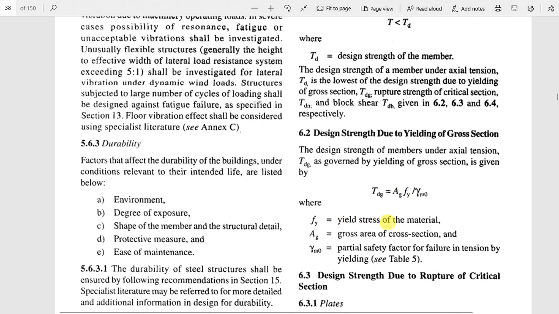And fy is the yield stress of the material, which is 250, and gamma m0 is the partial safety factor for failure in tension by yielding, and you can get this value from table 5. So this is the first type of failure of any tension member, that is due to yielding of gross section, that means the entire section.